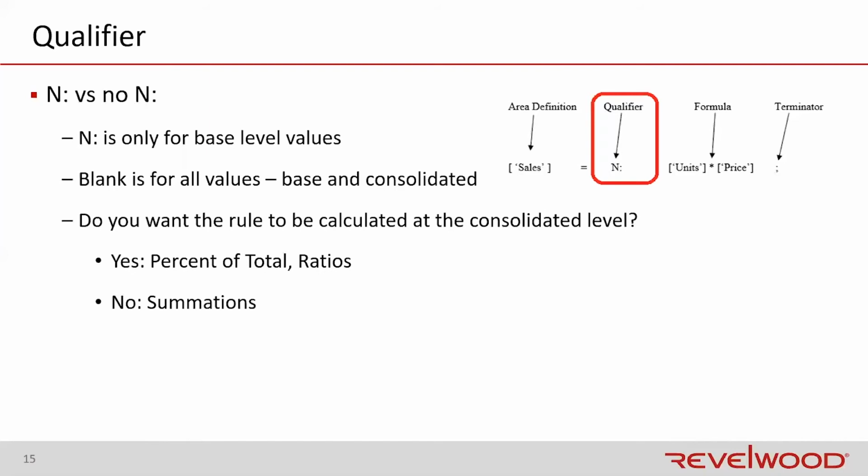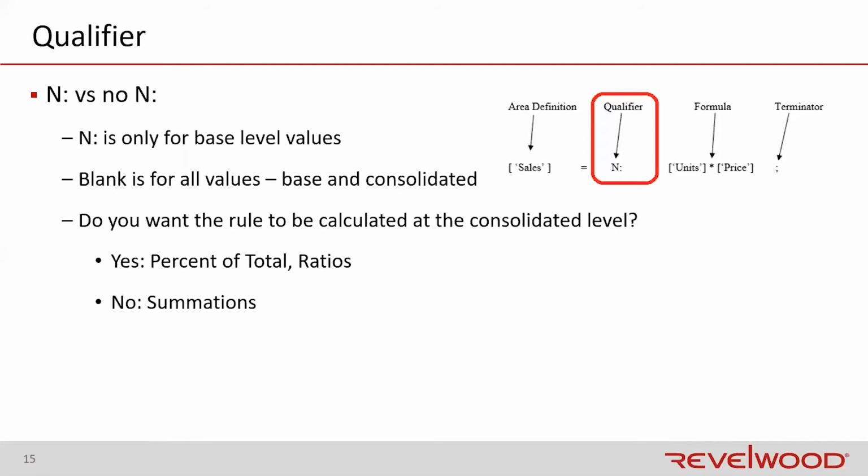But again, nothing's black and white. There's always some human intervention that comes into play. Do you want that rule to be calculated at the consolidated level? Because sometimes the answer is yes. When you're doing some kind of a total, a percentage of total, a ratio, some kind of a calculation off to the side, maybe I've got a list of all my expenses and I want to figure out what this account is as a percentage of total operating expenses.